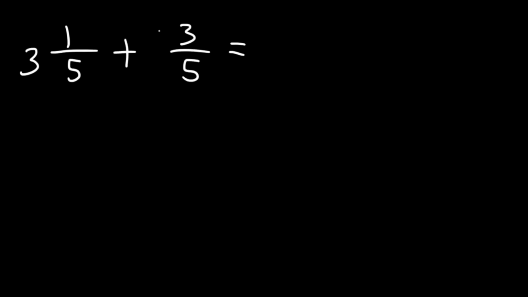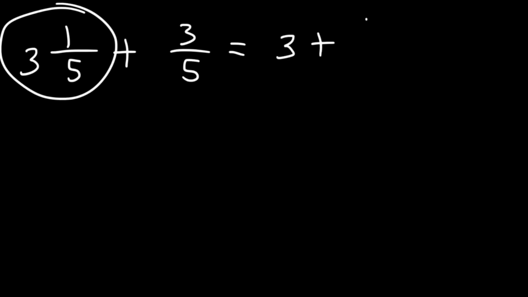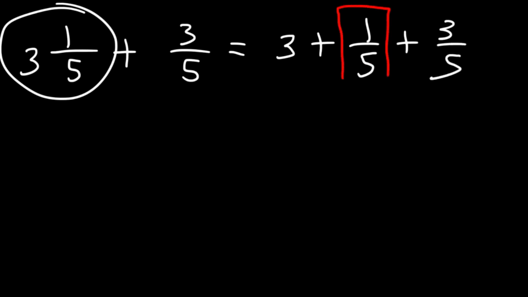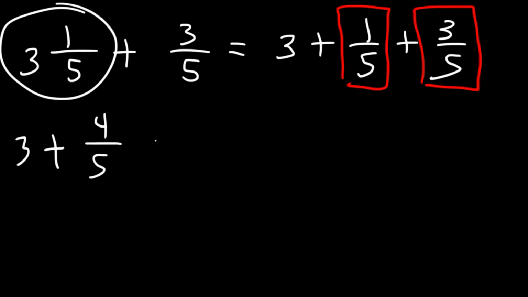Let's try a similar example. 3 and 1/5 plus 3 over 5. So we can expand this mixed number and write it as 3 plus 1 over 5 plus 3 over 5. So let's add these two together. 1 over 5 plus 3 over 5 is 4 over 5. And so the final answer is 3 and 4/5. And that's it.